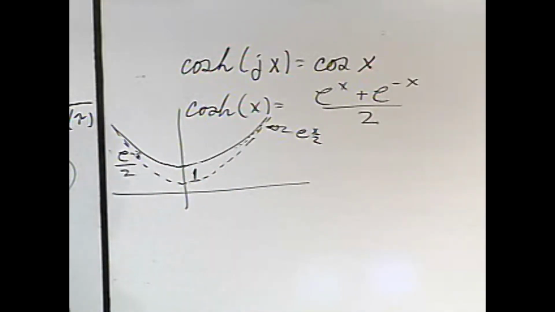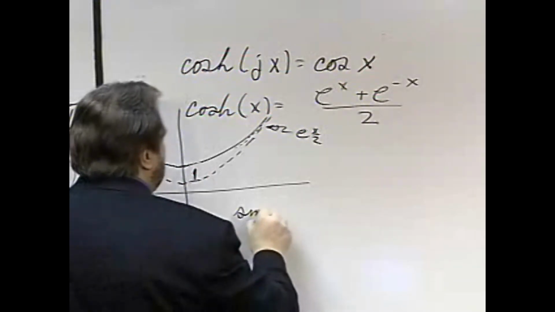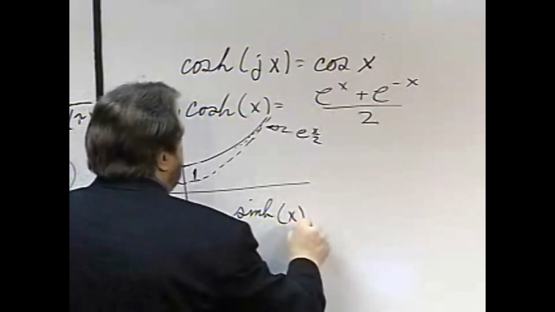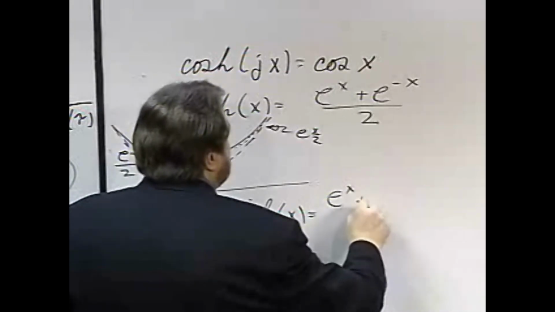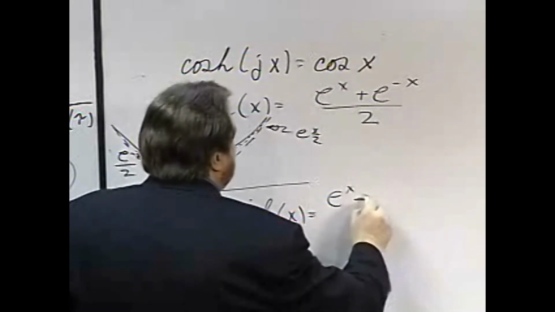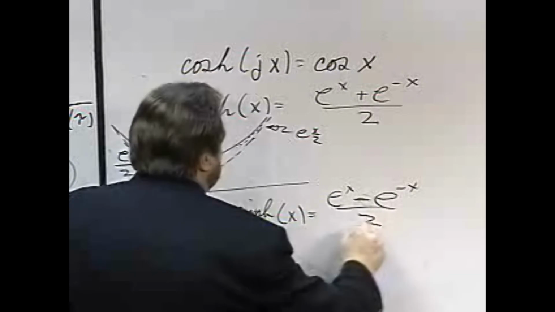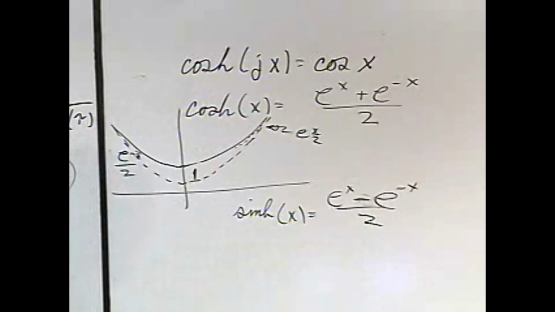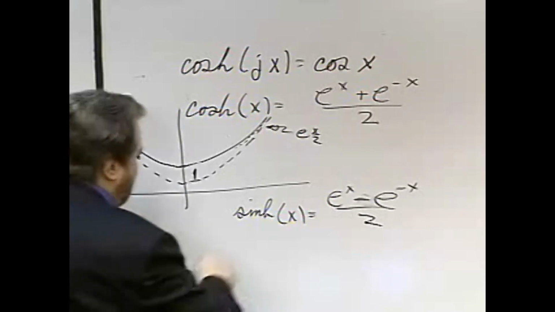We'll also deal with a hyperbolic sine, which is equal to e to the x minus e to the minus x over 2. That's the hyperbolic sine. Hyperbolic sine is an odd function.